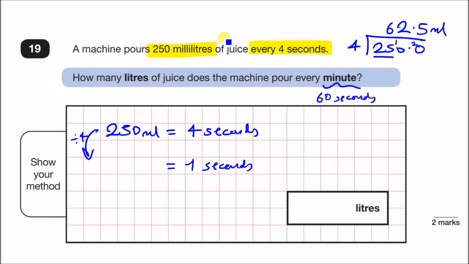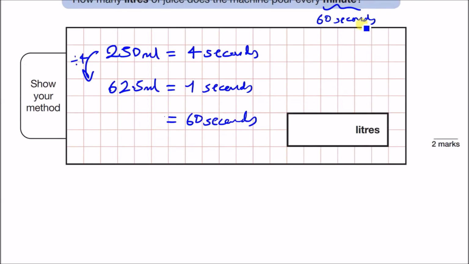Now here we want to find every minute. To go from 1 to 60 seconds, we need to multiply this result by 60. So let me put 62.5 milliliters, and now we're trying to find 60 seconds. To do this, we're going to times this result by 60. So 62.5, and the trick is you can just times it by 6 and then add a 0 later. Times 6. This will be nice and easy now.